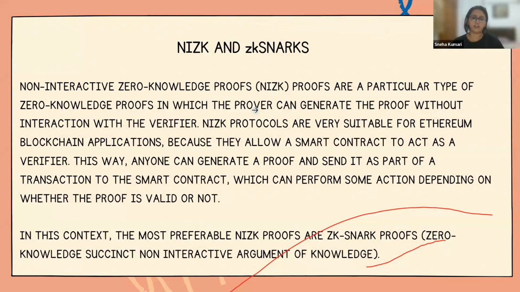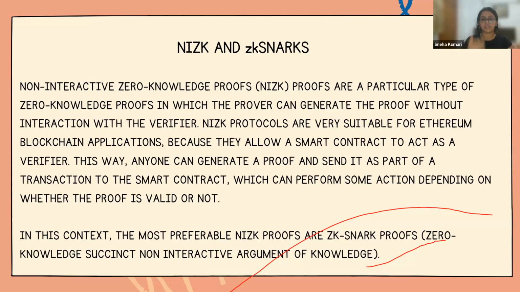Cool. The other thing that I would like to discuss here is non-interactive zero knowledge proofs. Throughout what we have discussed here, it's very evident that the conversation between the prover and verifier is happening quite rapidly. There's one claim, there's another set of questions, there's a response to it, and the cycle continues. But non-interactive zero knowledge proofs are a particular type of zero knowledge proof in which the prover can generate the proof without any interaction with the verifier.